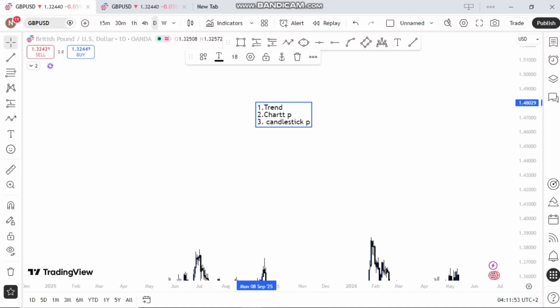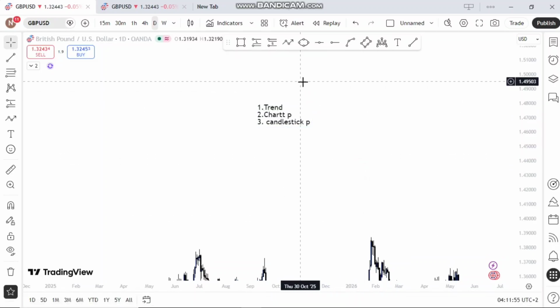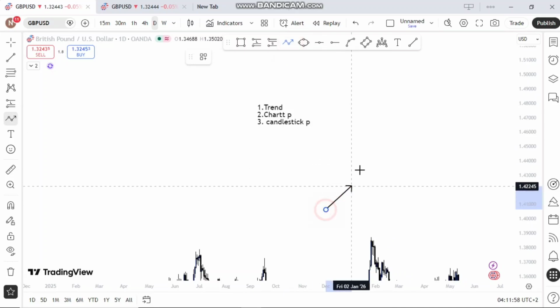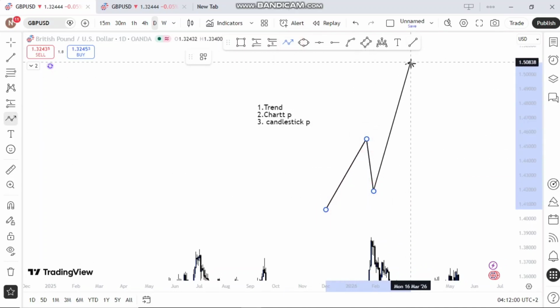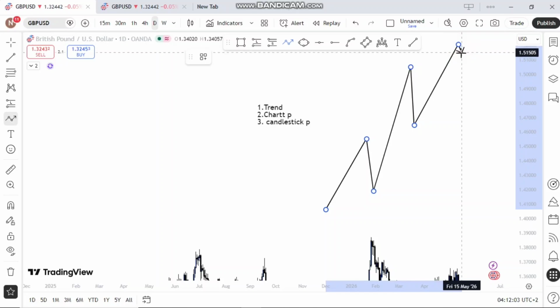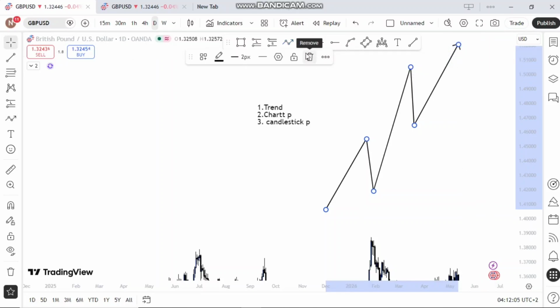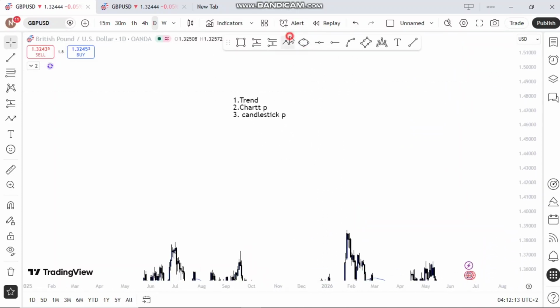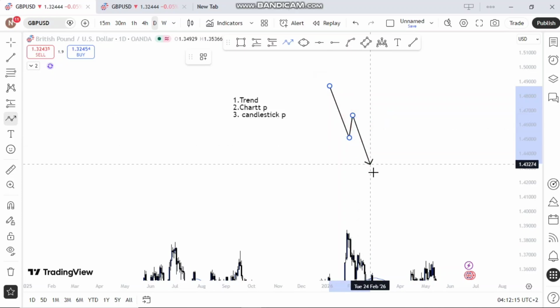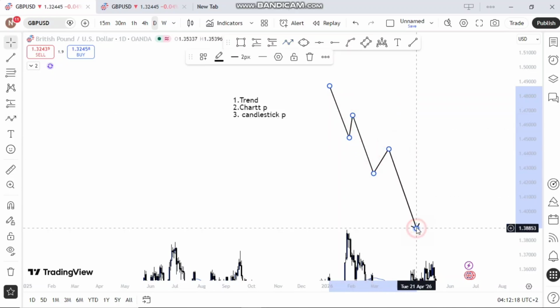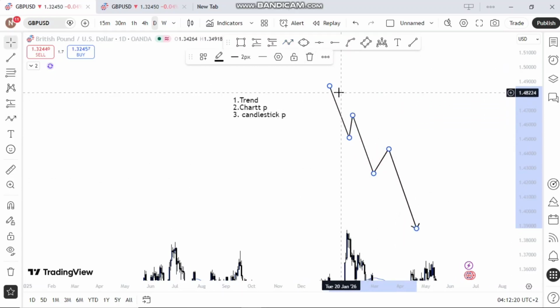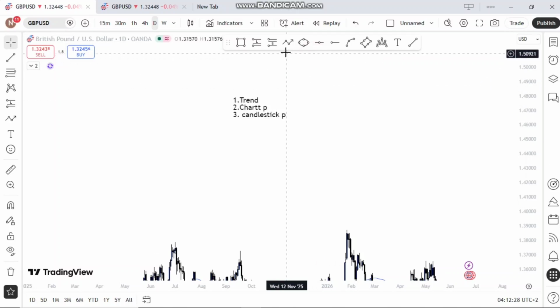Looking for candlestick patterns. So the trend is the overall movement. For example, this is an uptrend. So we're just looking for entry signals on the uptrend, and then this is a downtrend. This is what I'm talking about when I'm saying a trend. Is the market buying? Is the market selling? That's the overall trend. And then chart patterns.